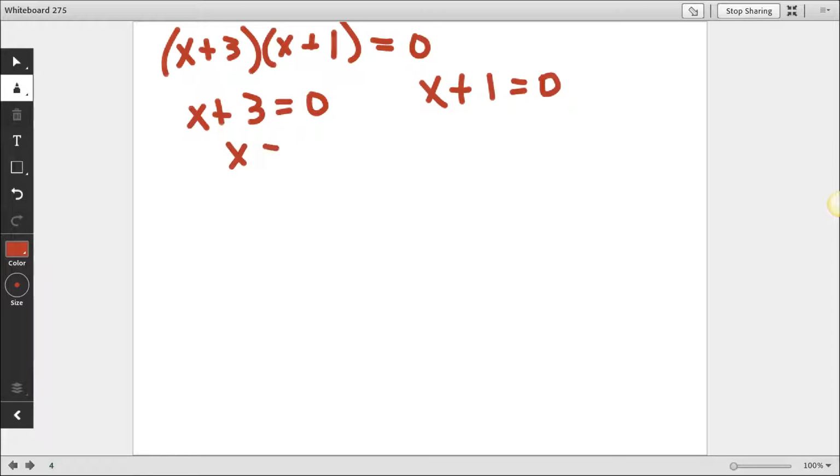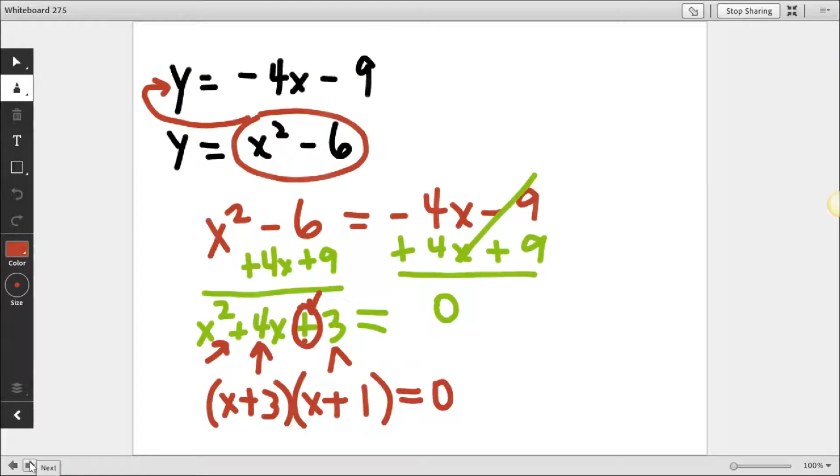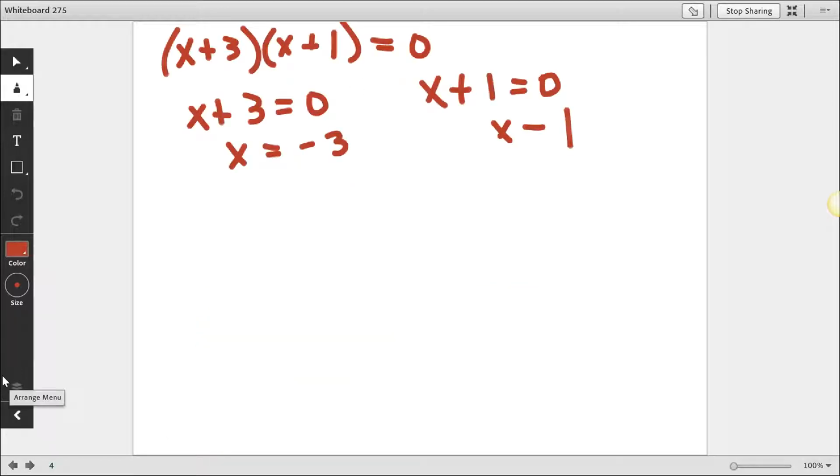To get my 2 x values, which are negative 3 and negative 1. Now, I'm not finished until I find the y values to go with it. So you see, this one's going to have 2 solutions, which makes sense since we have an x squared term. So I'm going to pick one of the equations. And again, it doesn't matter which one. I'm going to pick the quadratic because it looks easier than negative 4x minus 9. If you want to use the other one, that's fine. So I'm going to use y equals x squared minus 6, not 9.